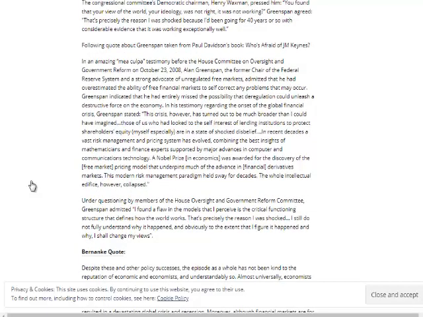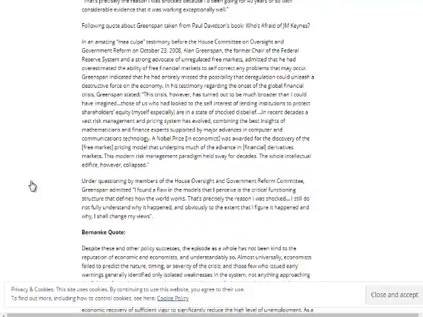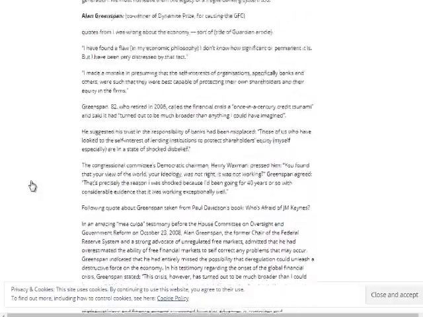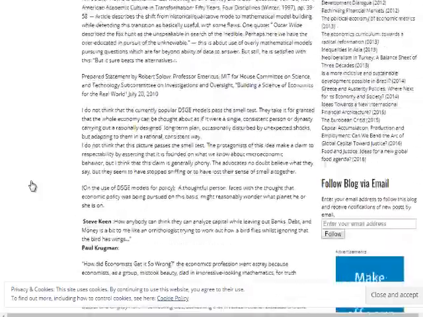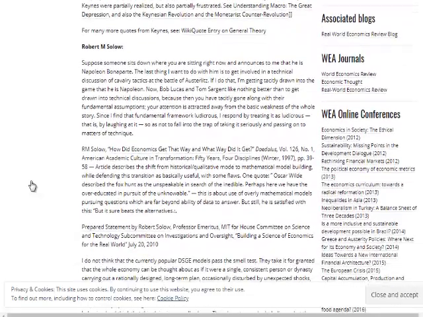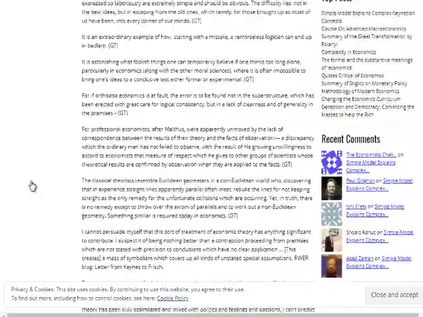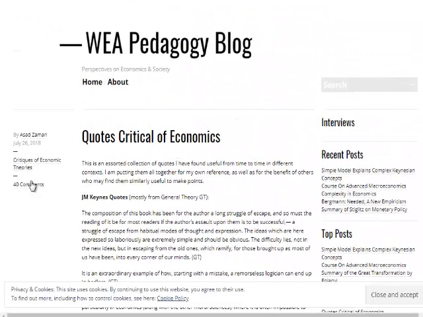Greenspan said similar things. And basically, all of this goes back to Friedman, who said that the more ridiculous the assumptions, the more strange, the more weird, the better the theory.